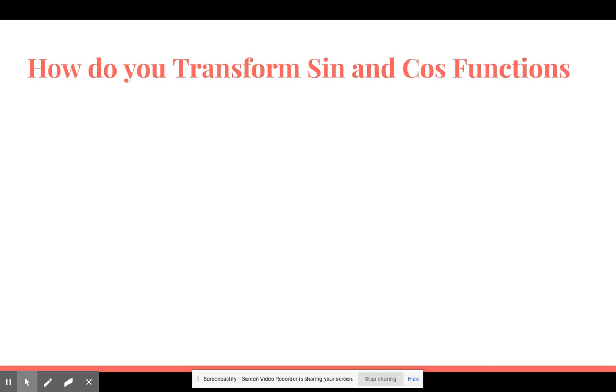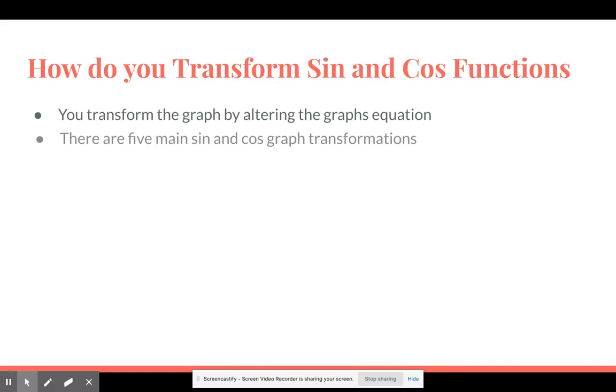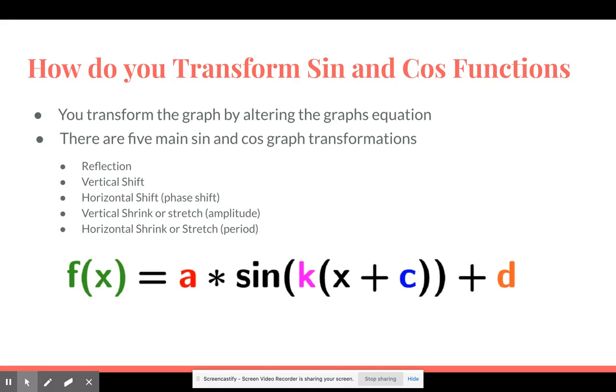So how do you transform sine and cosine functions? You transform a sine or cosine graph by altering the graph's equation. There are 5 main sine and cosine graph transformations. The first is a reflection, in which you would change the a. Next would be a vertical shift, which you could do by changing d. You could also change c, making it a horizontal shift, otherwise known as a phase shift. You could change k, which would cause a vertical shrink or stretch, otherwise known as the amplitude. And you could also do a horizontal shrink or stretch, which would change the period, and you would have to change a in that case.